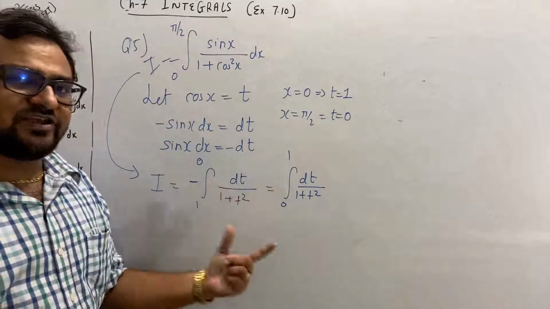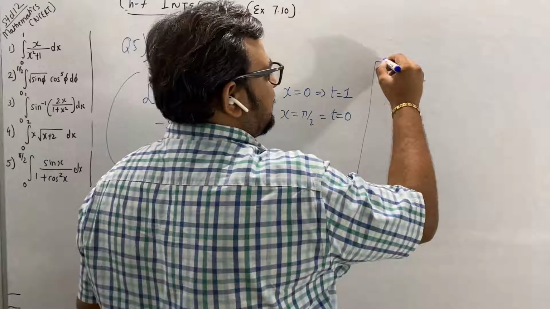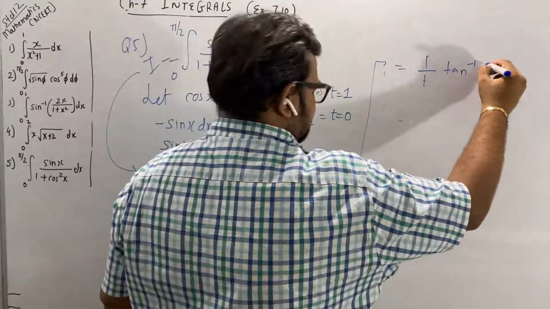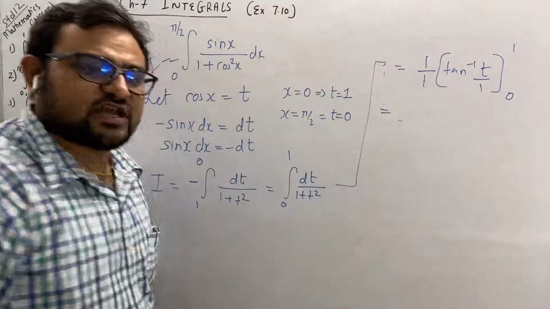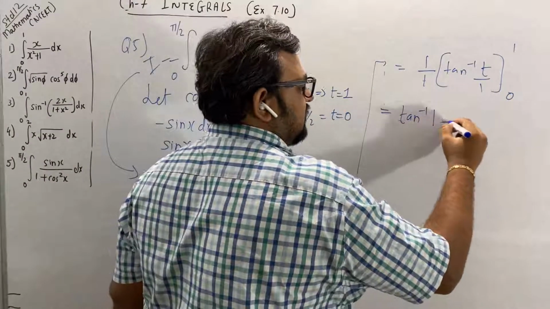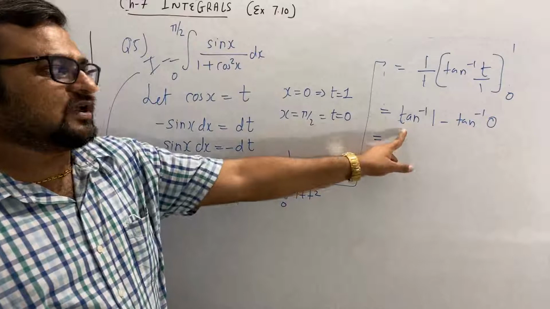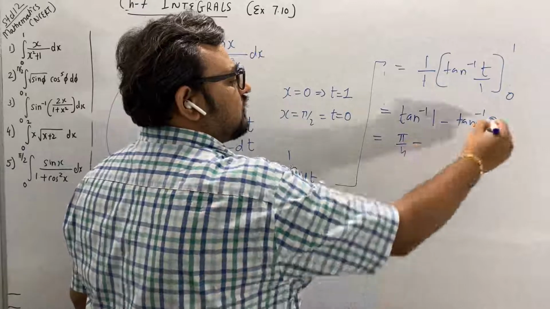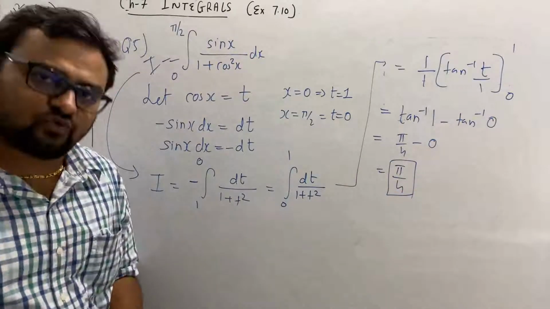So this is the formula for 1 by a tan inverse t by a. So this will be equal to 1 by a, what is our a? 1. Tan inverse t by a, 0 to 1. So first I will put the value of the higher limit. So tan inverse 1 minus tan inverse 0. When does the value of tan come 1? Tan inverse 1 equal to pi by 4 and tan inverse 0 is 0. So your answer is pi by 4.